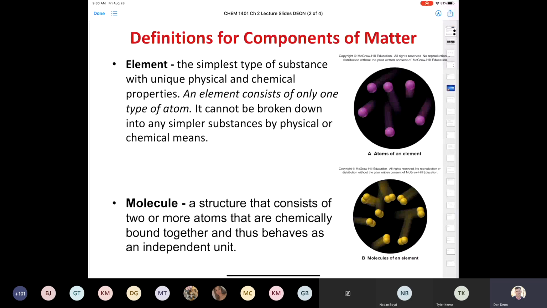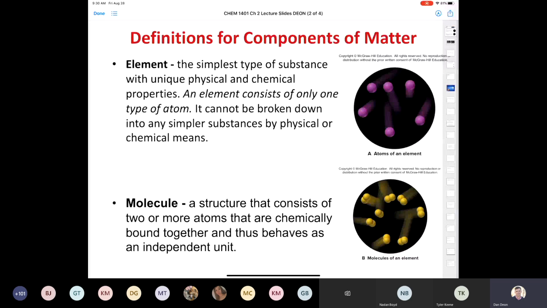We spend a lot of time talking about elements in chemistry. You can imagine the element is the simplest type of substance with unique physical and chemical properties. An element consists of only one type of atom. So that's really important that you understand that an element is only one type of atom. It cannot be broken down into any simpler substances by physical or chemical means.